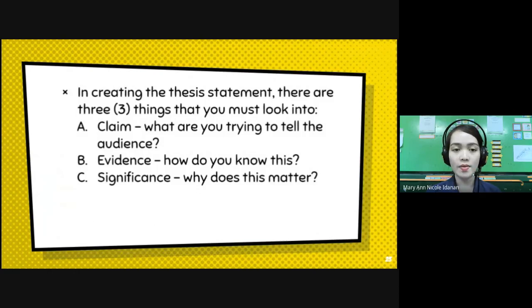Next, in creating a thesis statement, there are three things that you have to consider or look for. First one is the claim. So what are you trying to tell the audience? What is your stand about that specific thing? What are you trying to prove? The second one is the evidence. So how do you know this? What are your evidences? Do you have sources? Are those sources reliable? And then the last one is significance. So why does this matter? Why do we have to know about this?